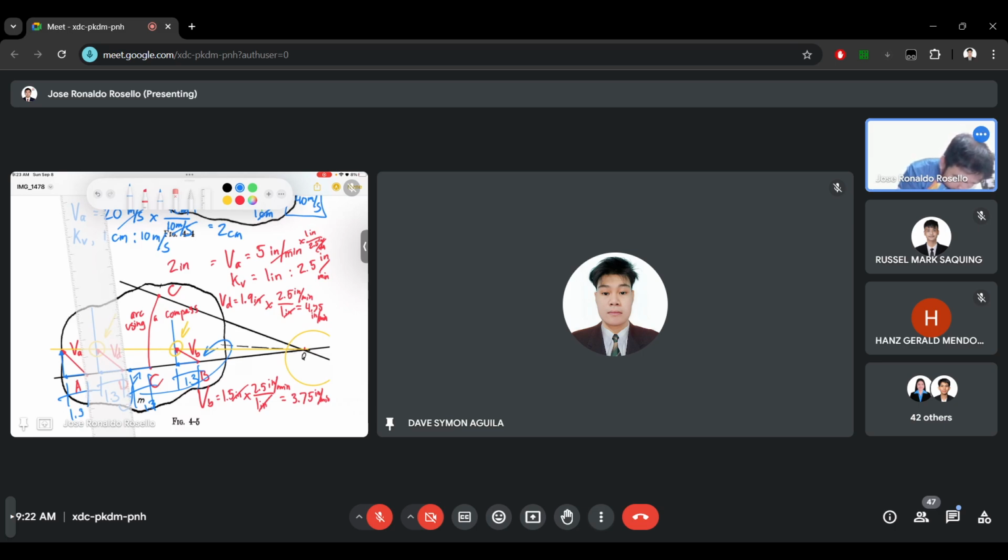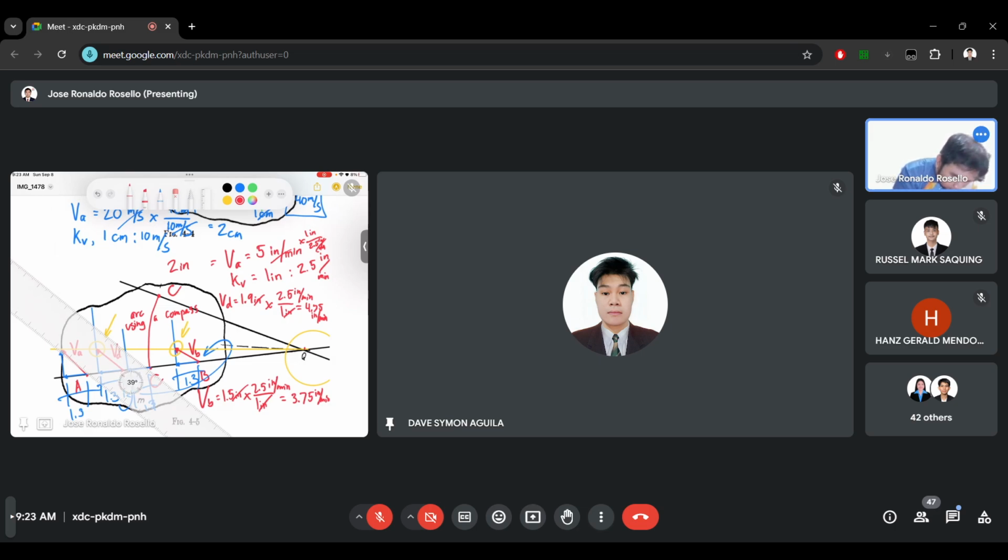Again, if you use an Excel sheet, you will be submitting a soft copy solution. And the intersection of this perpendicular line with the proportionality line will be the end of vector BC.